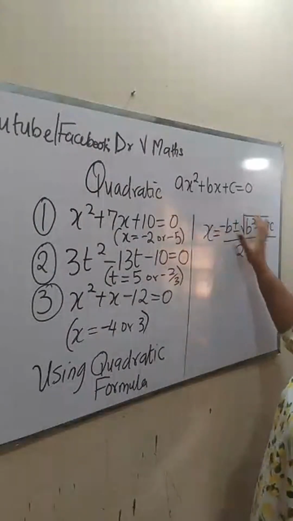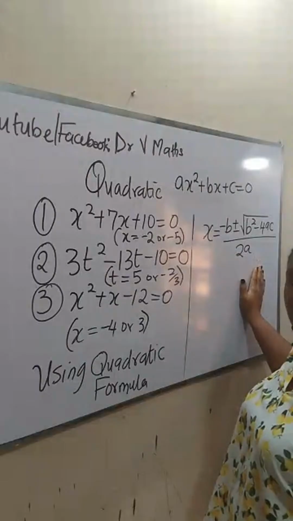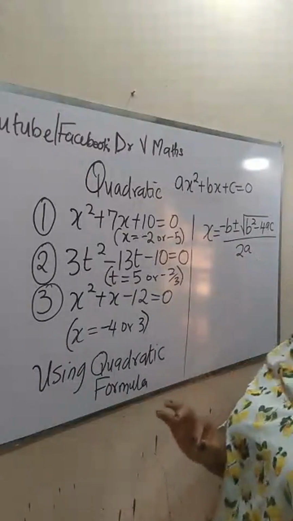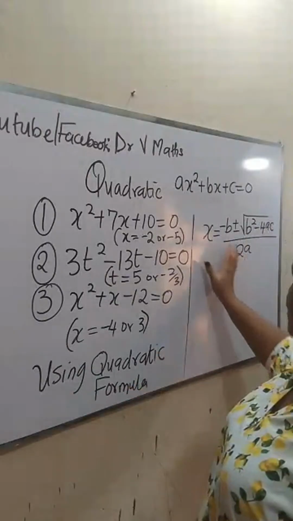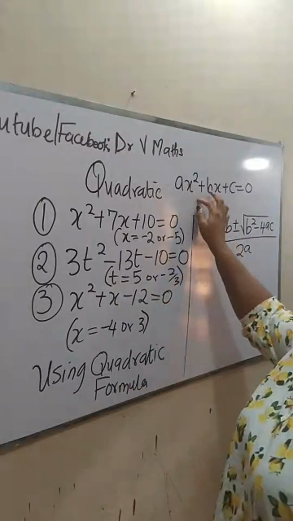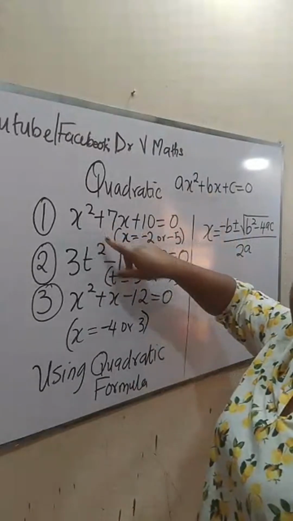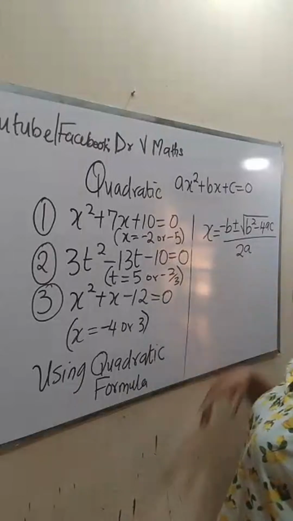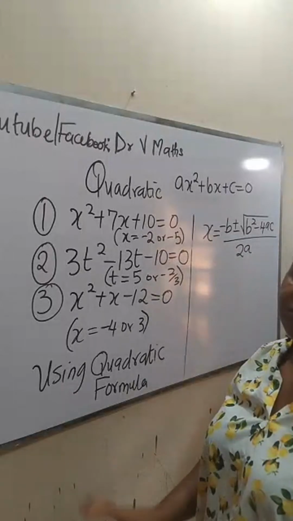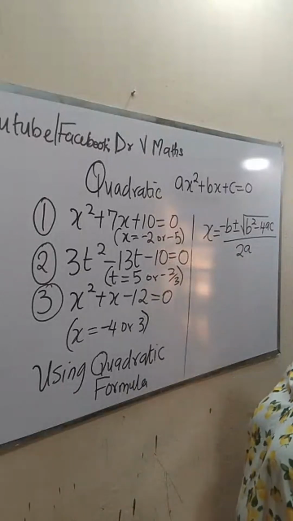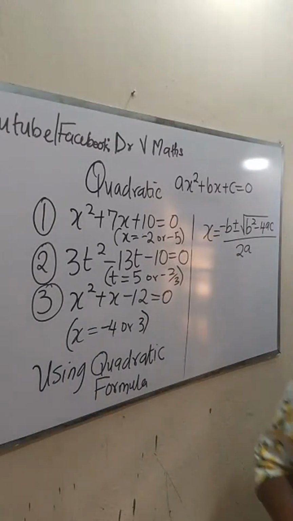When you get this a, b, c, you substitute it into the quadratic formula and you solve. This is what we are going to be doing. If I extract the a, b, c from this equation, then I'll write it down. Then you help me simplify it and give me the final answer. That's how we're going to do it. All right, so I'll be checking the comments more frequently so that I don't miss questions.